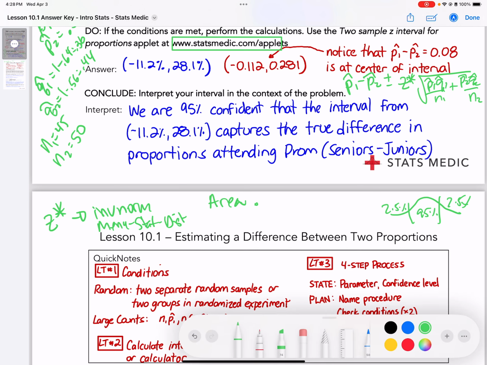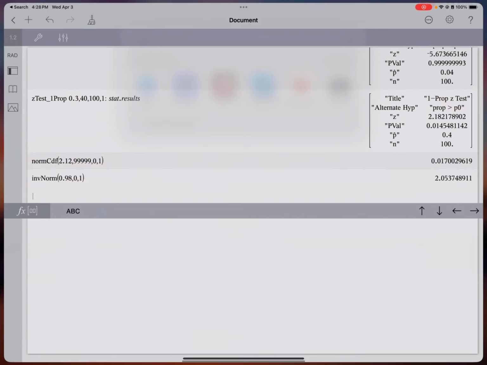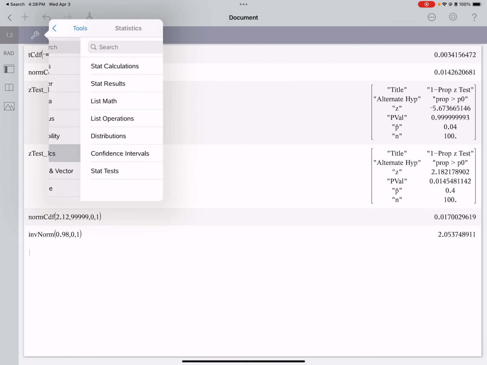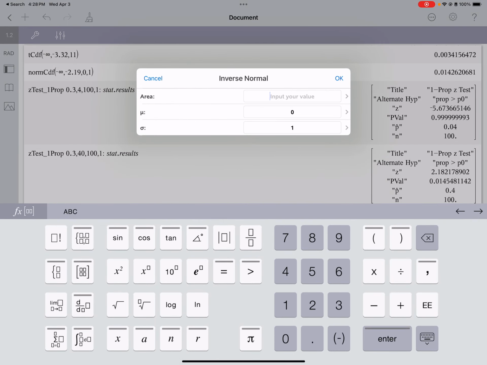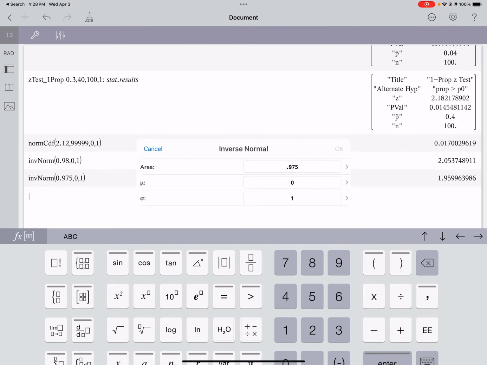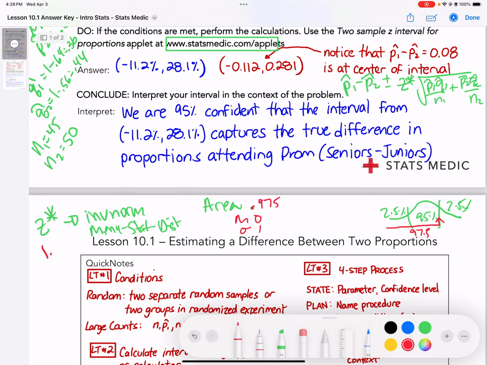But if you recall, I have to go past the 2.5% to the 95%, and so that's 97.5%. So this is going to be 0.975. The mean is 0 and the standard deviation is 1. Okay, let's show you what it looks like in the calculator. So menu, stat, distribution, inverse norm, 0.975, 0 and 1, and you get 1.96. So the Z star is 1.96.